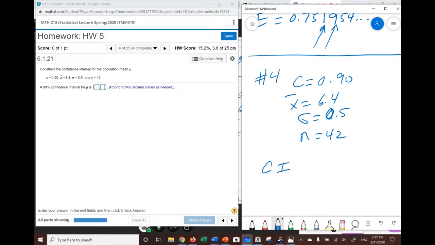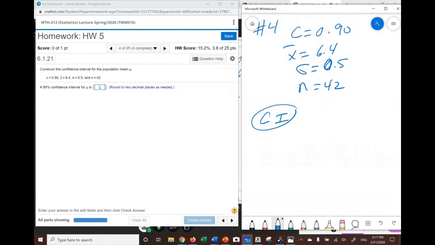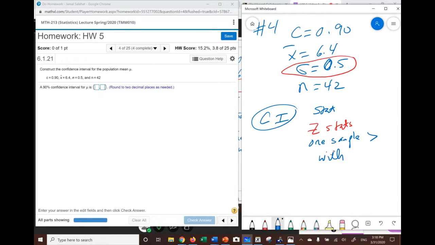So to find the confidence interval, CI is confidence interval, we can directly go to StatCrunch without doing any math, and we can follow those steps. And the steps are stat. Then we're going to remember, because sigma is given, let me emphasize this, because sigma is given, we're going to use Z stats. And after that, we're going to go to one sample. And then we're going to go to with summary. Because we are given a summary, we're going to use with summary.